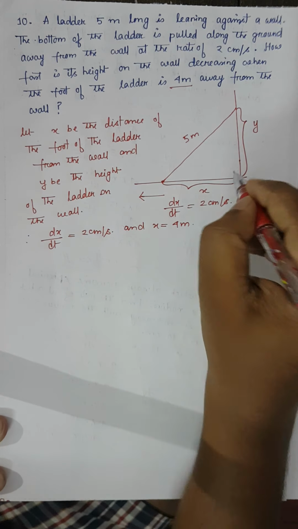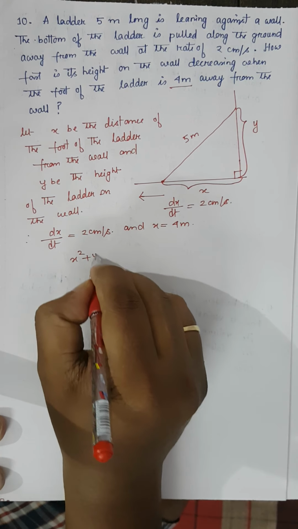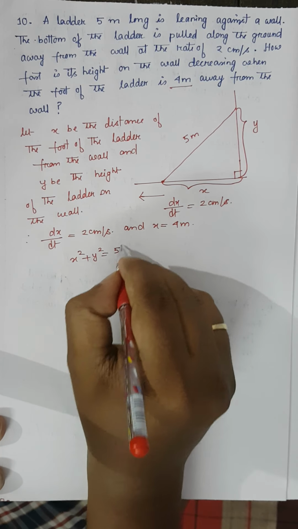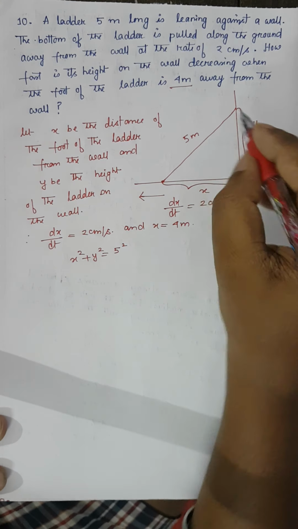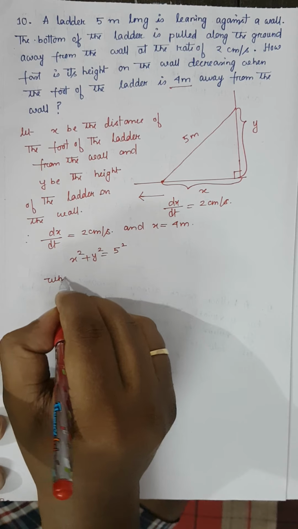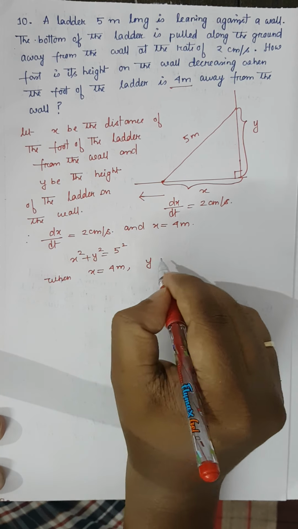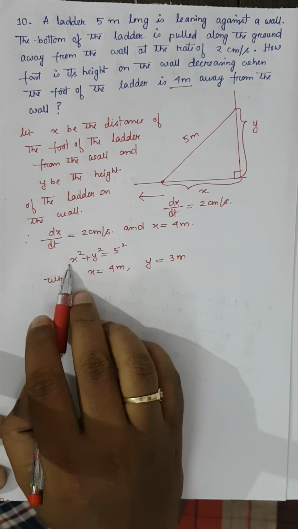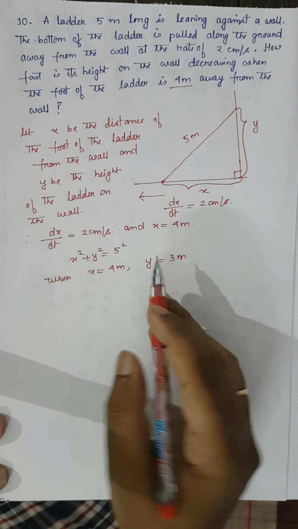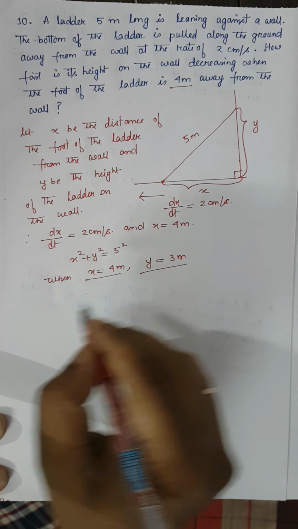See, from Pythagoras theorem I can see that x square plus y square is equal to 5 square, since the length of the ladder is fixed, it is 5 meter. So when x equal to 4 meter, your y will be 3 meter. From Pythagoras theorem, 4 square plus 3 square is equal to 5 square.